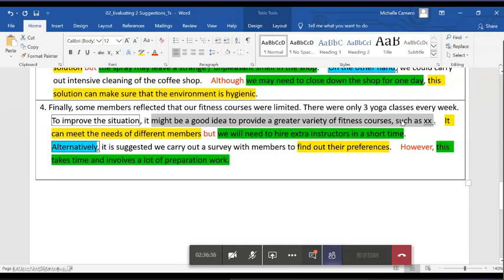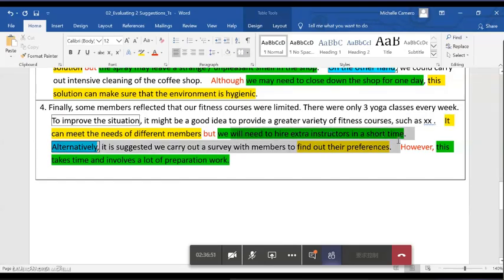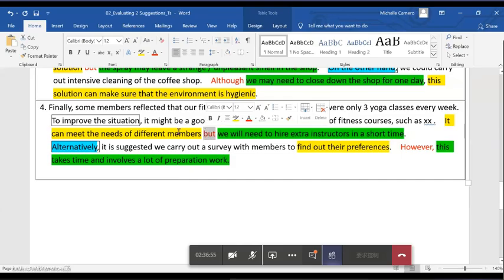And look, they're even adding some extra details. You can add some extra details to the solution by maybe giving some more examples. Okay, it can meet the needs of the different members. Okay, that's the advantage, but we will need to hire extra instructors in a short time. That's the disadvantage. And they use the word but to show the relationship between the advantage and disadvantage.